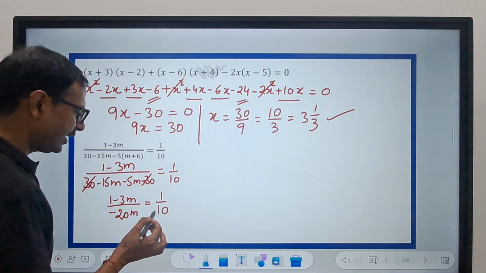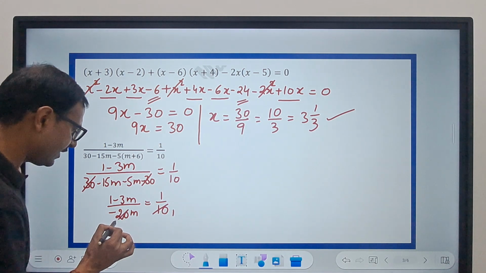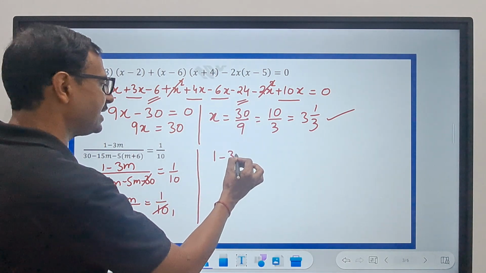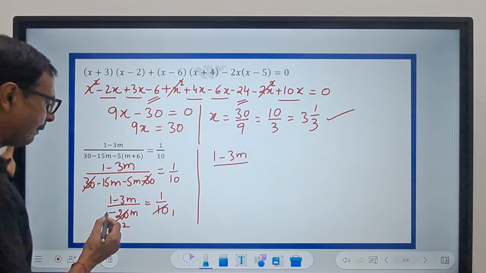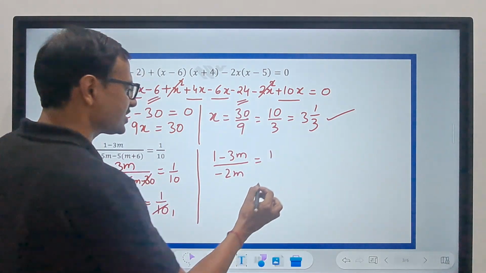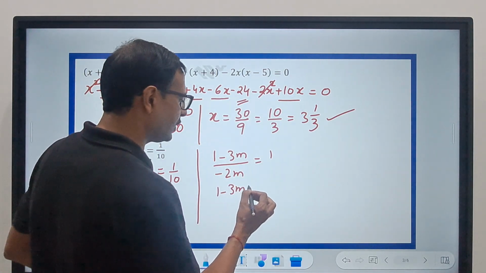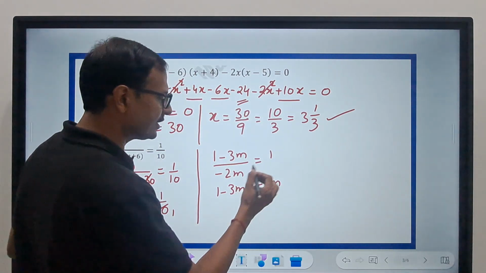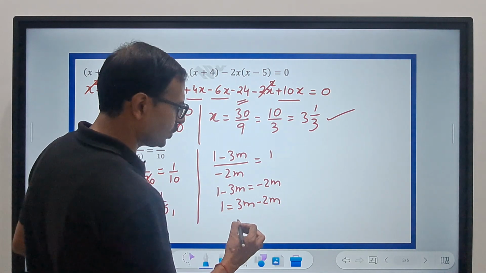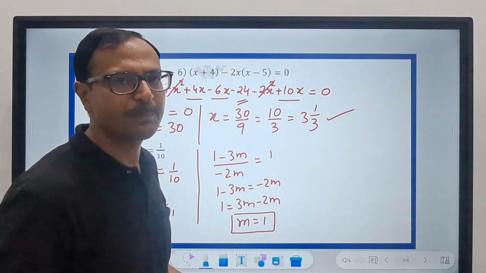Okay, so here I can see a single term in the denominator, so I can cancel this 10 and the 20. So what am I left with? I am left with 1 minus 3m in the numerator and minus 2m in the denominator, and that is equal to just 1. And now cross multiply, 1 minus 3m is equal to minus 2m. So I will take the 3m to the other side. This becomes 3m minus 2m, and so m equal to 1 happens to be the correct answer for this particular question.